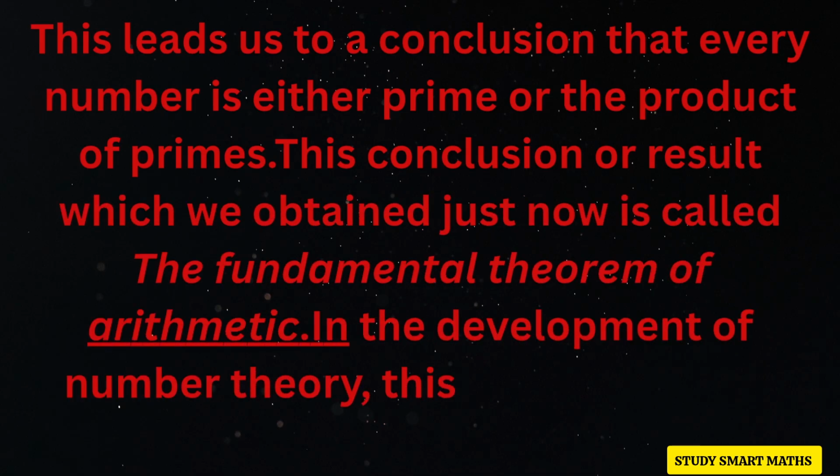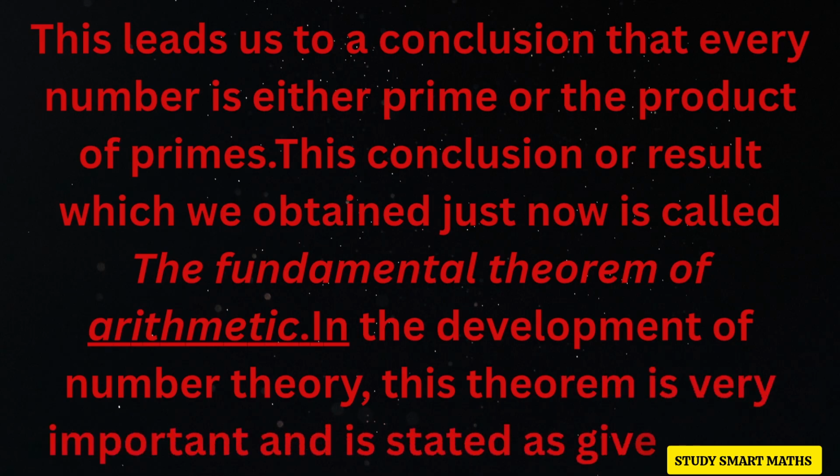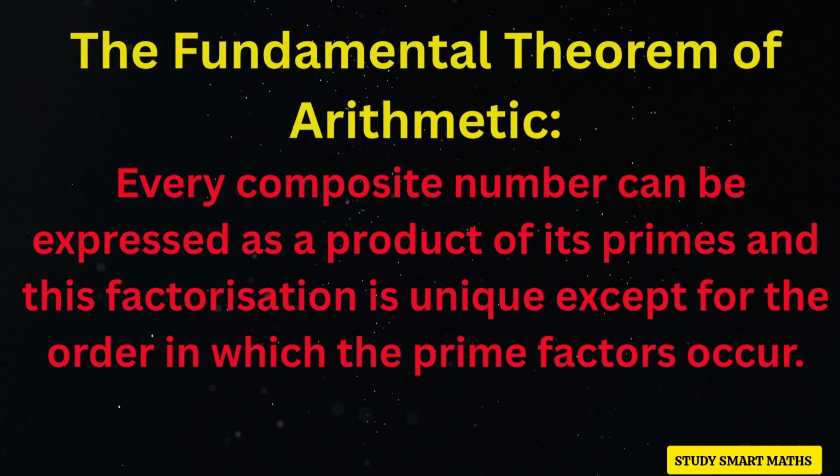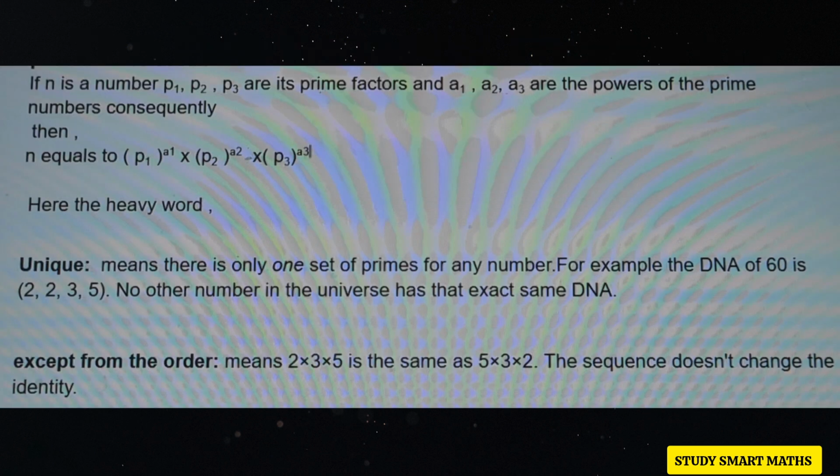It is important in the development of number theory. This theorem is very important and is stated as given here. Every composite number can be expressed as a product of primes, and this factorization is unique except for the order in which the prime factors occur. If n is a number, p1, p2, p3 are its prime factors and a1, a2, a3 are the powers of the prime numbers respectively, then n equals p1^a1 multiplied by p2^a2 multiplied by p3^a3.